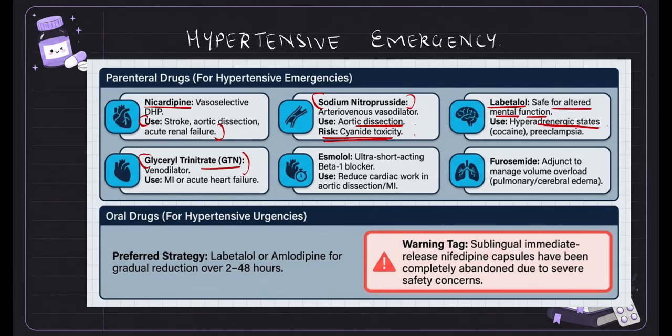Glycerol trinitrate is ideal for a heart attack or acute heart failure. Esmolol is an ultra-short-acting beta blocker that quickly reduces the heart's workload. And furosemide helps manage volume overload. Also, it is absolutely vital to know that sublingual immediate-release nifedipine capsules have been completely abandoned. They pose severe safety risks. They should never be used.